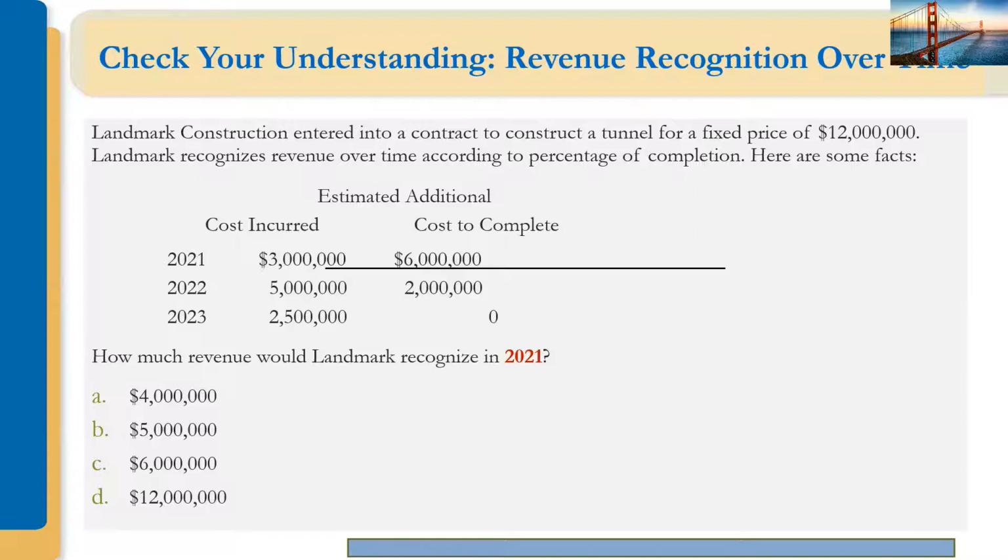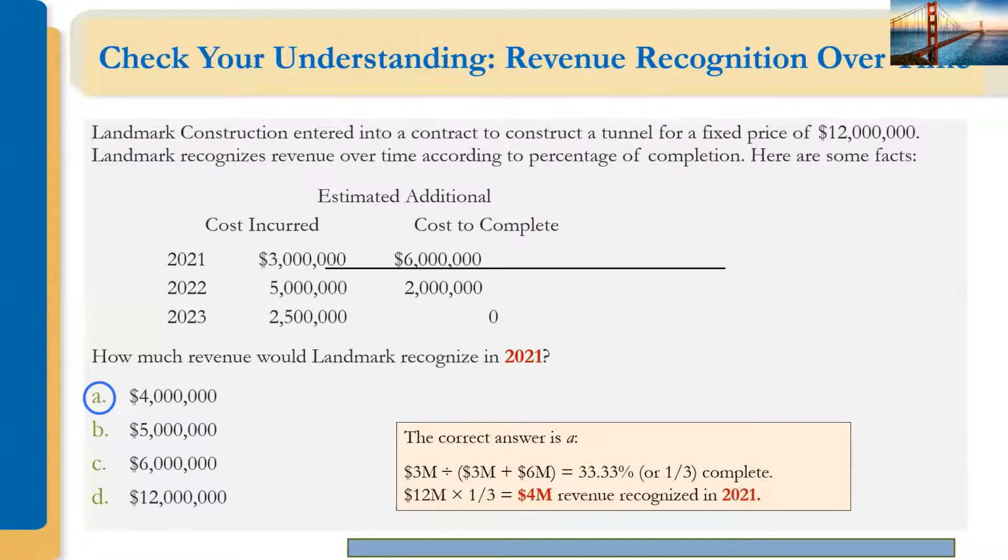Here's another check your understanding. Landmark Construction entered into a contract to construct a tunnel for a fixed price of $12 million. Landmark recognizes revenue over time according to the percentage of completion. And the facts are as shown on the screen. Based on the information that you see, how much revenue would Landmark recognize in 2021? And the answer is A, $4 million. Landmark will recognize $4 million revenue in 2021.